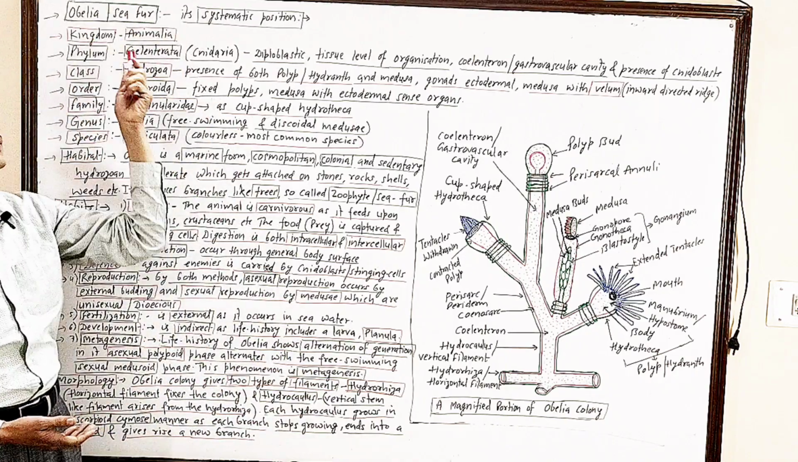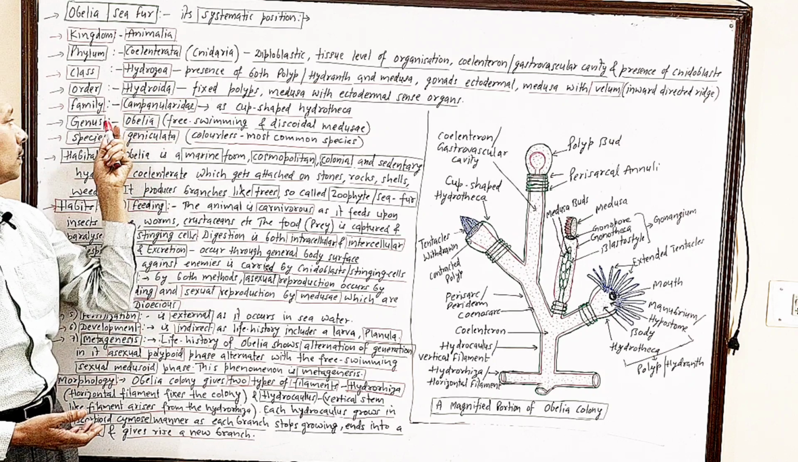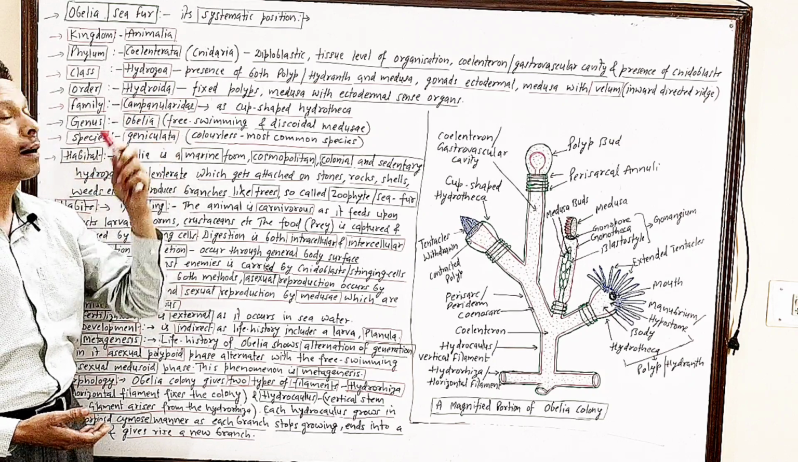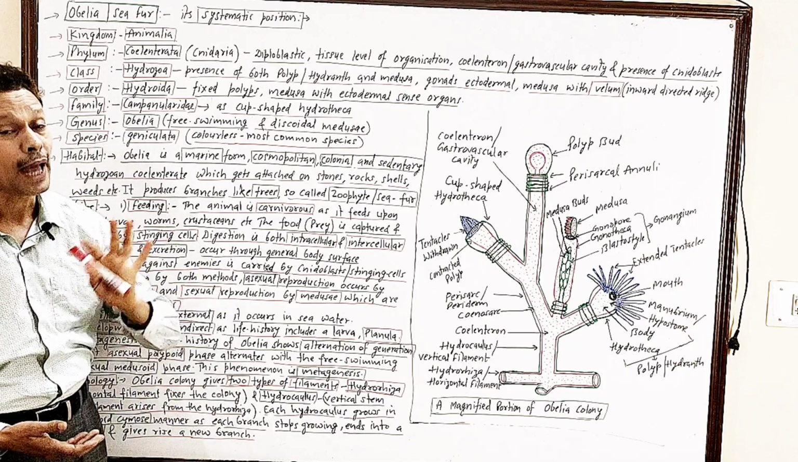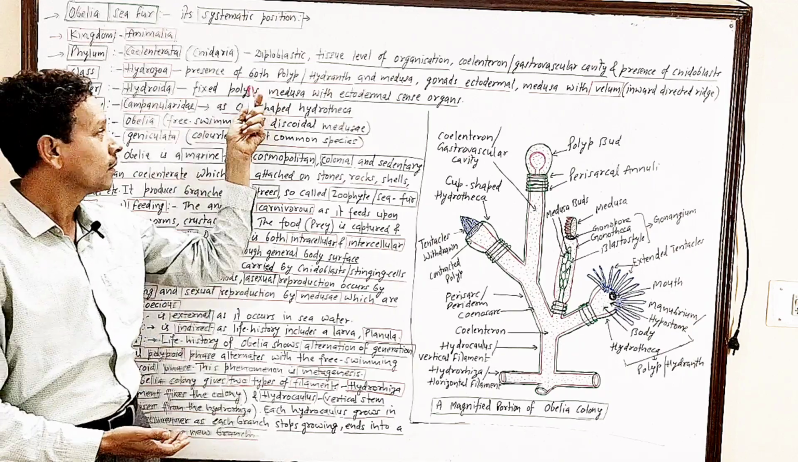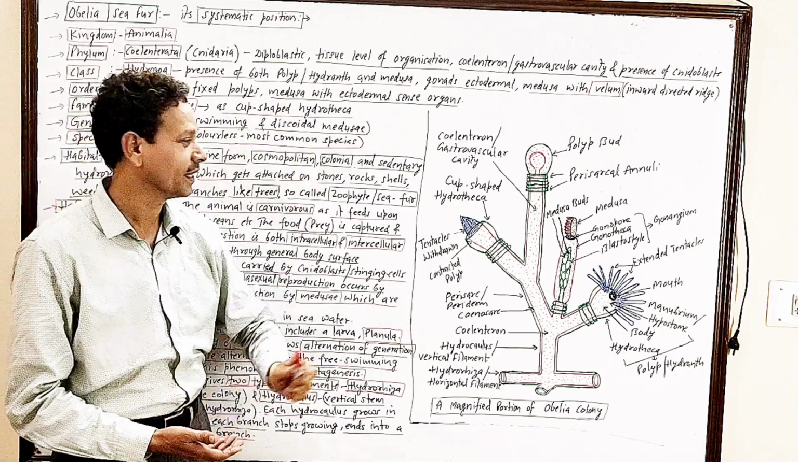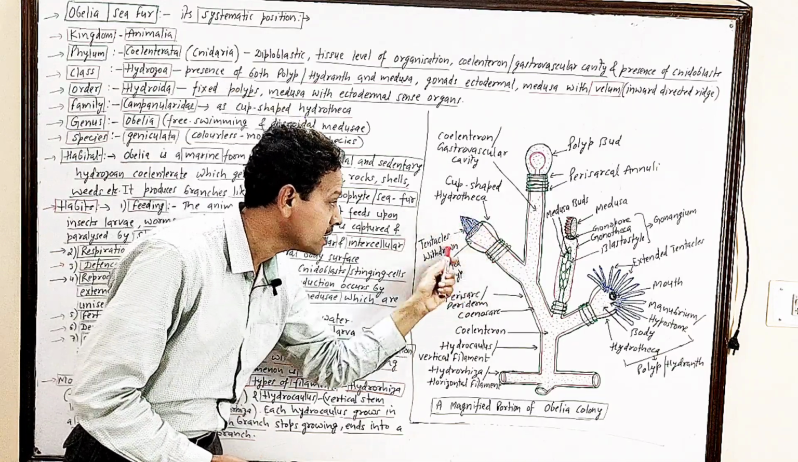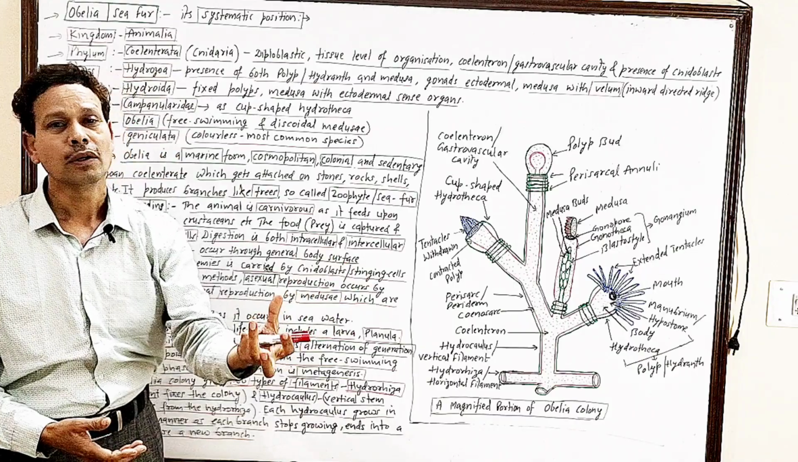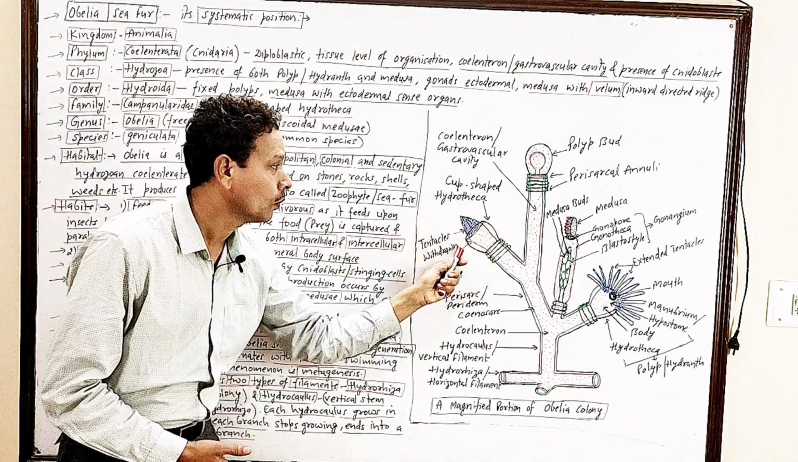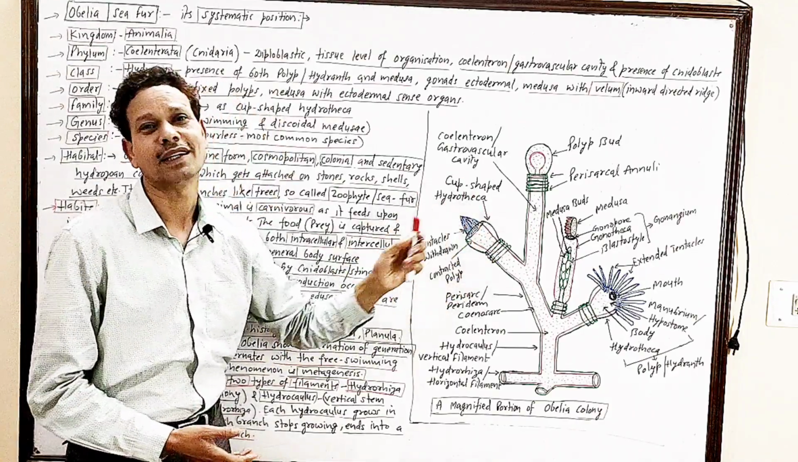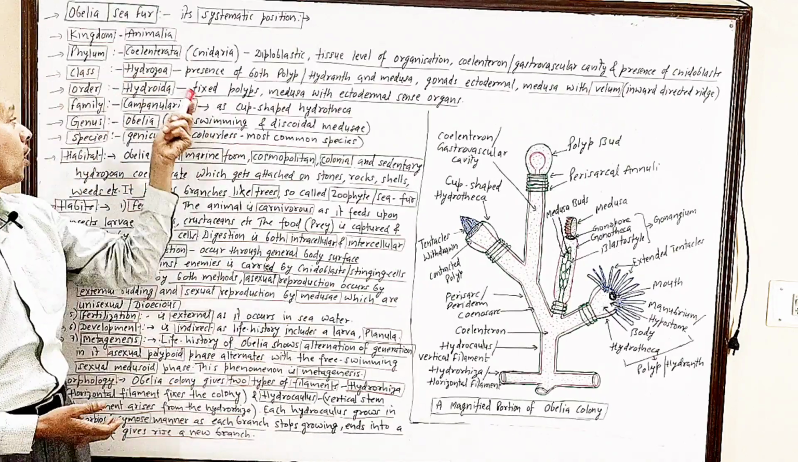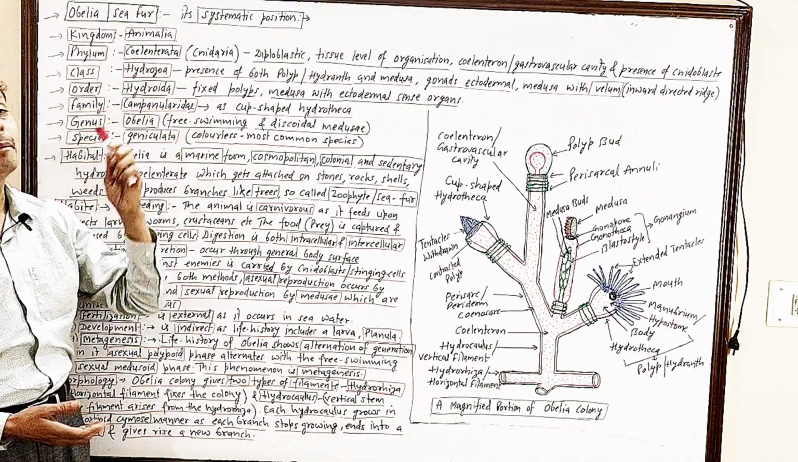Family of this Obelia colony, Campanularidae. It means cup-shaped hydrotheca. You see this hydranth, this polyp, it is well surrounded by a protective cup-shaped outer coat, and this coat is hydrotheca. That's why it belongs to the family Campanularidae.